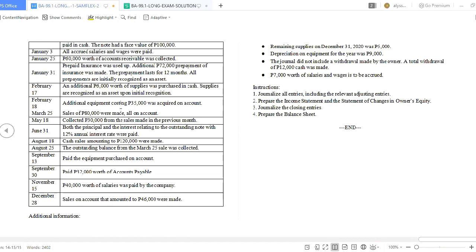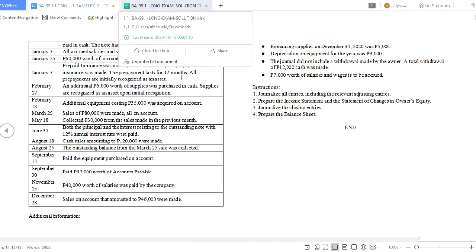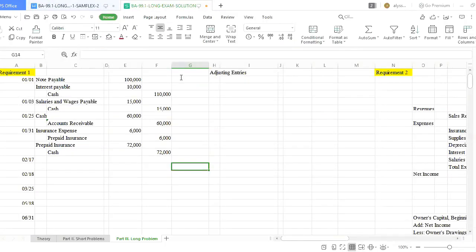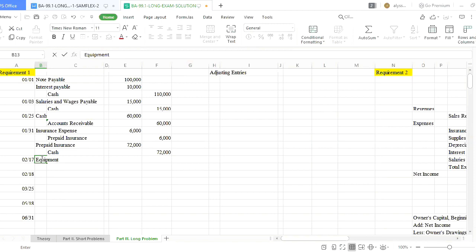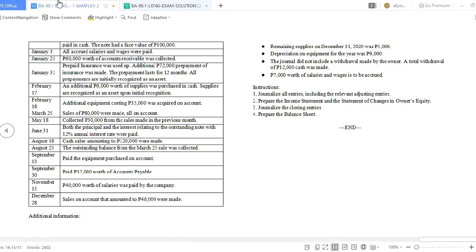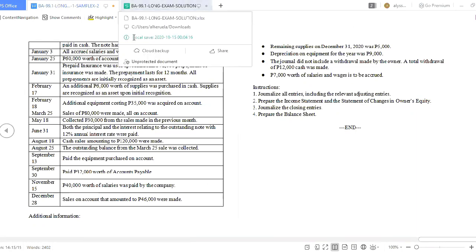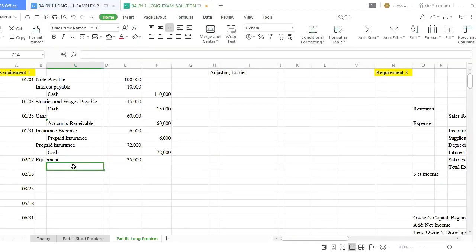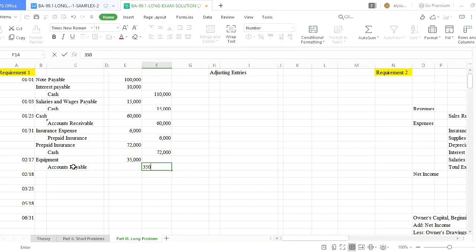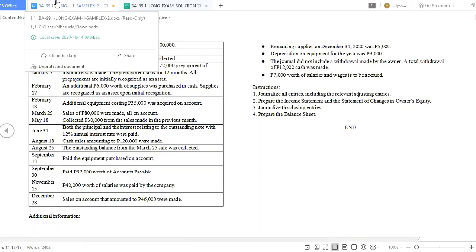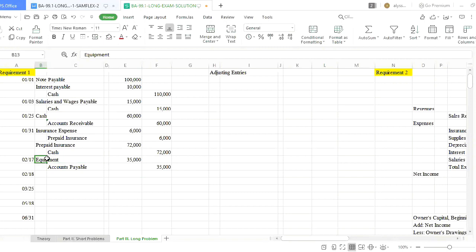Next, in February 18, additional equipment costing 35,000 was acquired on account. So we recognize the new equipment for 35,000, and credit accounts payable for 35,000.